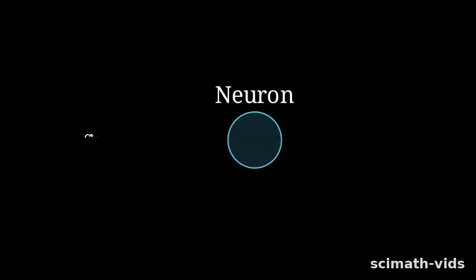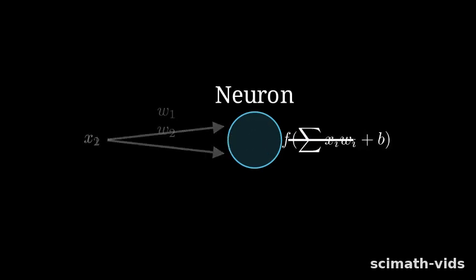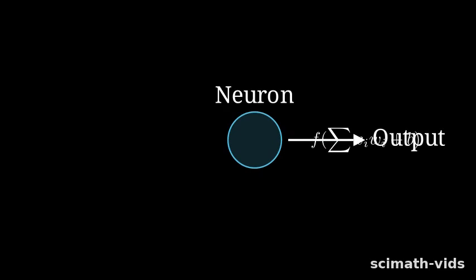At its core, a neural network is built from simple units called neurons, or perceptrons. Each neuron receives inputs, multiplies them by weights, adds a bias, and then applies an activation function to produce an output.